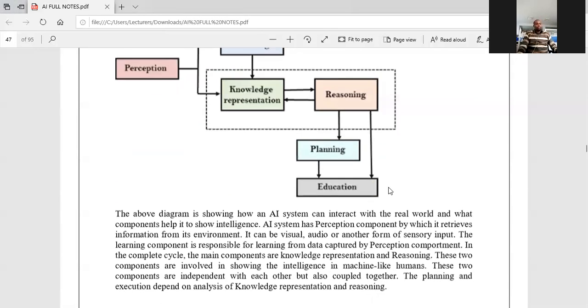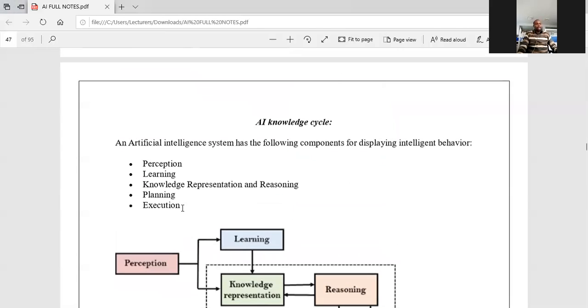Sorry about this, it's not education. It is execution. Execution now is the real action it takes, the real action it picks from the other actions that are in the search space, or from the other solutions that are in the search space. Okay. So for instance, a machine can have 100 things to do.